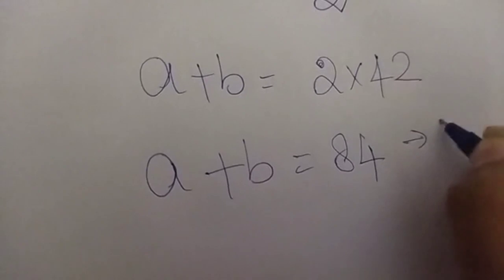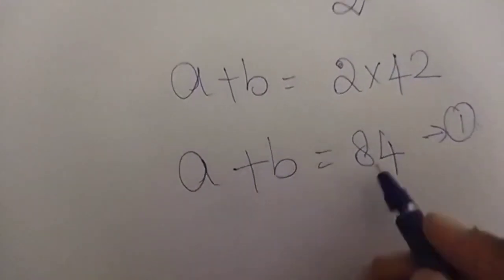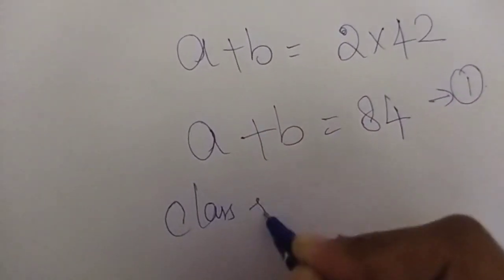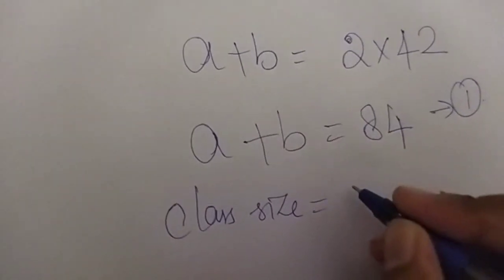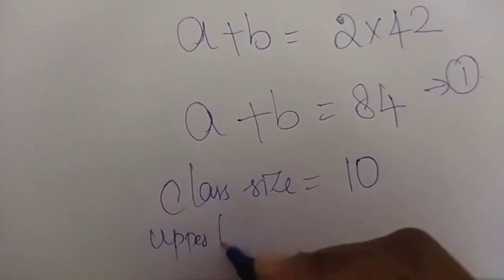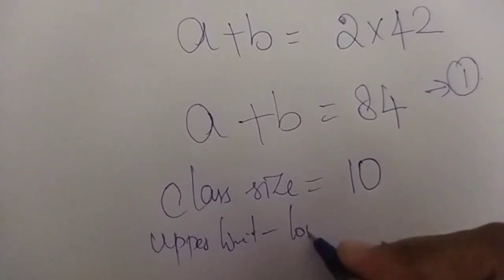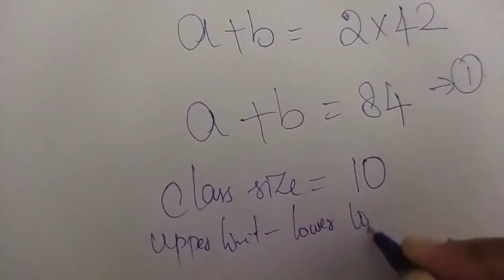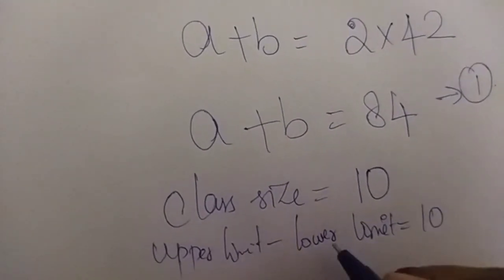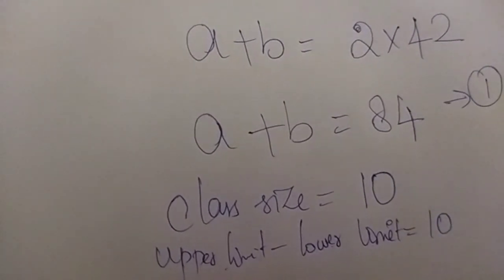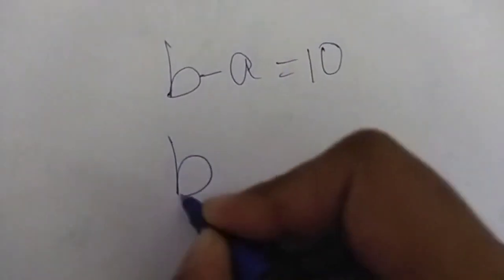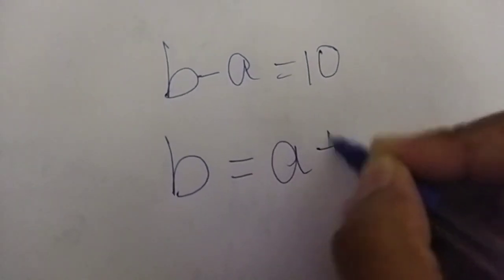So let me name this one as equation 1. A plus B is equal to 84. This is equation 1. And class size is given as 10. Class size is nothing but upper limit minus lower limit. Upper limit minus lower limit is equal to 10. Upper limit is B, lower limit is A. B minus A is equal to 10. So we can write B is equal to A plus 10.